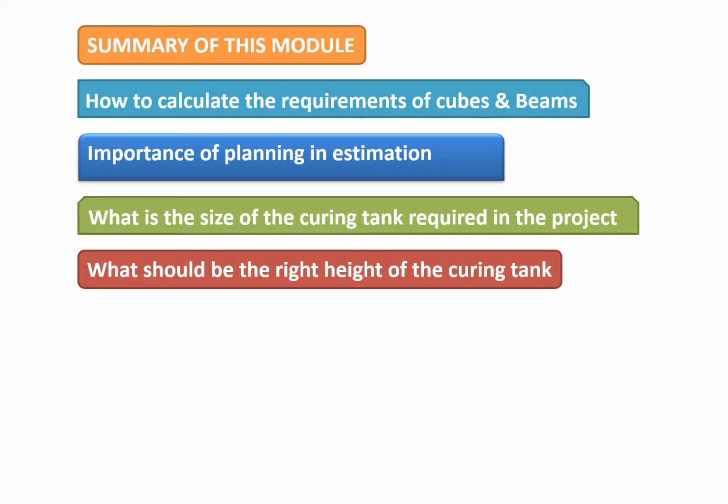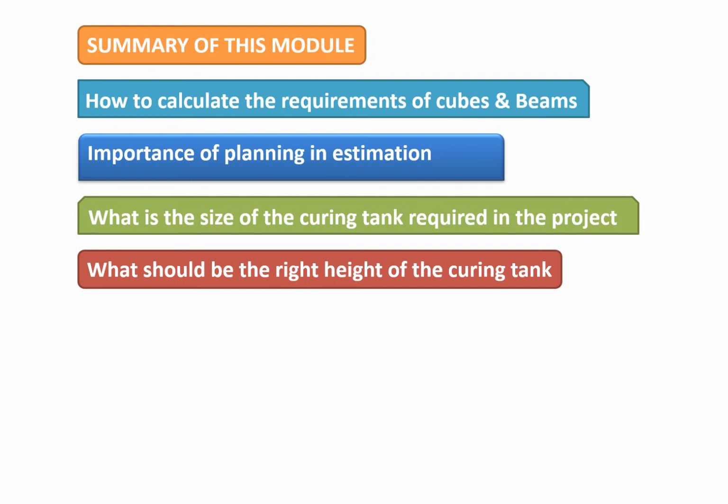So to summarize this module, we have done how to calculate the requirements of number of cubes and beams in the project, and what should be the required size of the curing tank which one has to make, in order to make sure that each and every cube or beam cast in the project will be cured using the resources or the arrangements made.